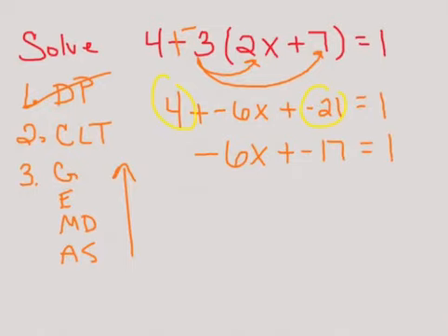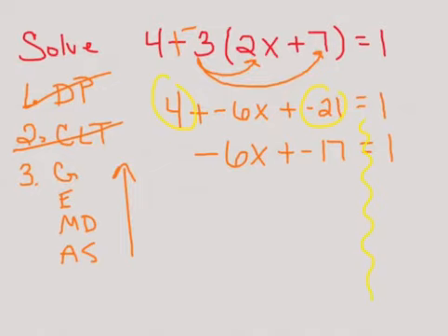And so if you take a look at the negative 6x, there are no other terms that have x's in them that are on the left side of the equal sign. So we are now ready to start undoing the order of operations. So remember, we have to stay balanced around the equal sign. Whatever we do to the left side, we must do to the right side.